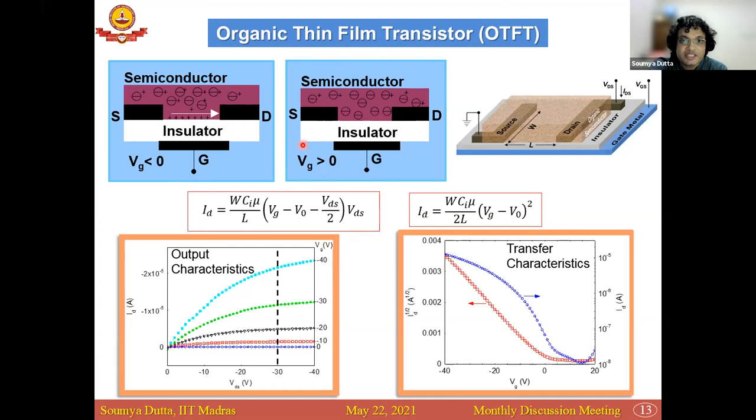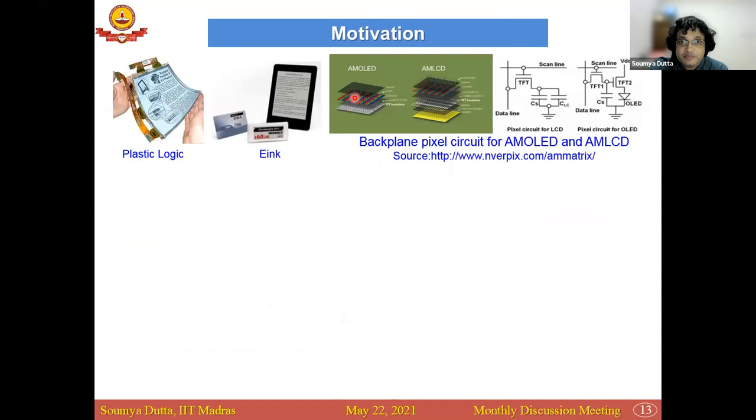So this is nothing but the switch application. Okay, and if you see the characteristics, as we apply positive gate voltage, the current is low. If you apply negative gate voltage, the current is high. That's just like a switch. Now, what is the application? There are several applications, but one very promising application and potential candidate for this is the AMOLED backplane.